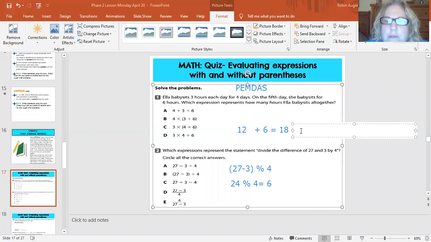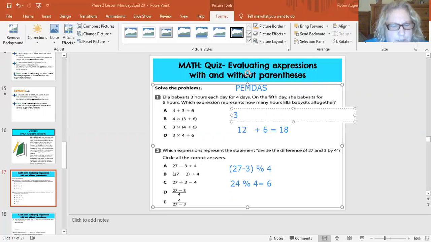Oh, you know what I wanted to do on this one? I wanted to show you that on letter D, we put the parentheses in first because that just makes it easier for us to see. So this was 3 times 4 plus 6.